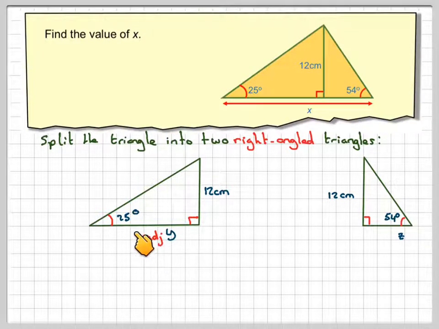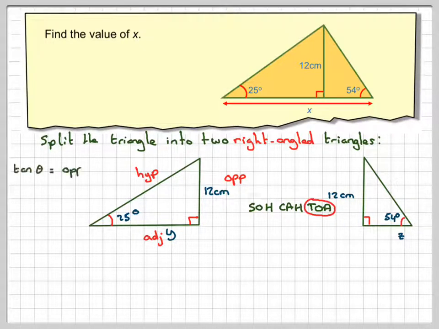this side is the adjacent because it's next to the angle. This side is opposite because it's opposite the angle. And this side is the hypotenuse because it's opposite the right angle. Using SOHCAHTOA, because I want to find this side, which is going to give me part of the x that I want, then I want opposite, adjacent and angle, therefore I must use TOA and write down the ratio that tan theta is opposite over adjacent.